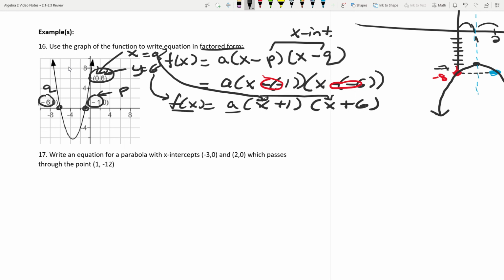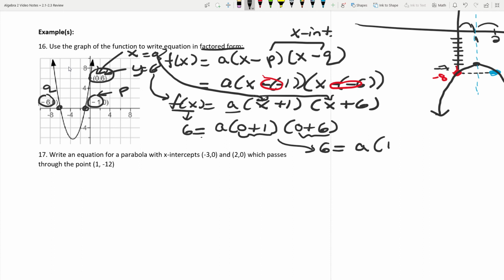So if we do that, f of x now becomes 6. So we got 6 equals a times (0 plus 1), then (0 again plus 6). Now this is just 1, and this is just 6. So we got, let me just bring this down over here too, because I need more room. So 6 is equal to a times 1. 0 plus 1 is 1. And then 0 plus 6 is 6. So 6 times 1 is just 6, right? So we got 6 equals a times 6.